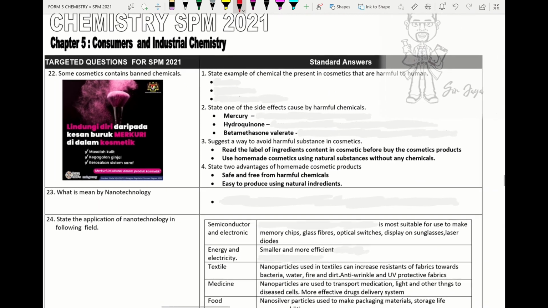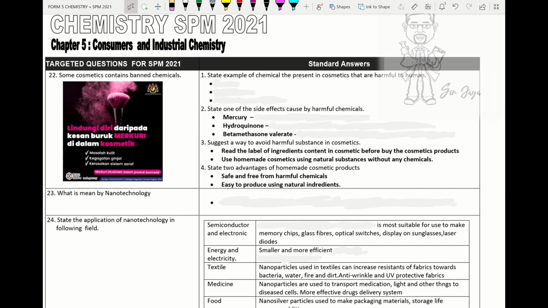Look at this question. Question number 22. All right, some cosmetics are banned, contain banned chemicals. State the chemicals present in cosmetics that are harmful for human beings. First one, mercury. Second one will be hydroquinone. Third one is beta-methasone valerate.